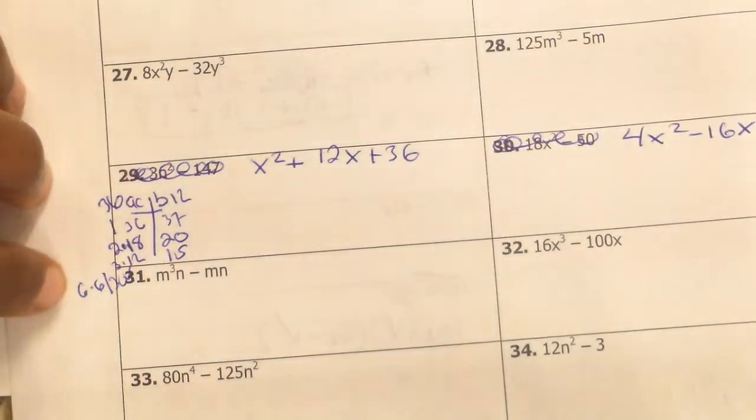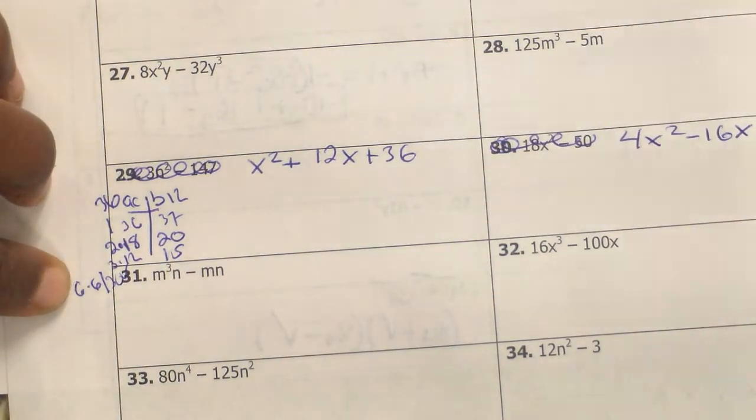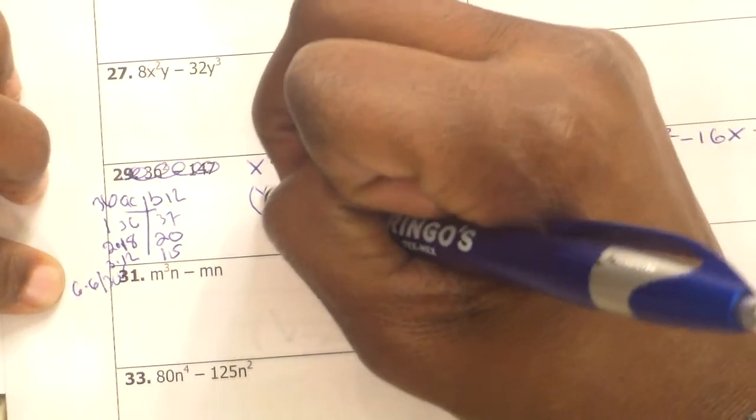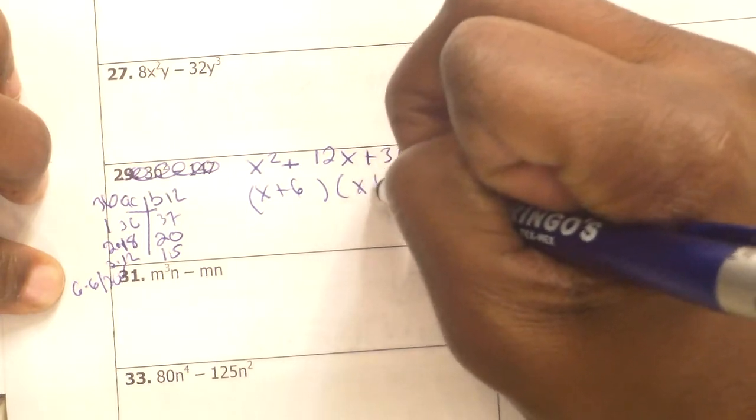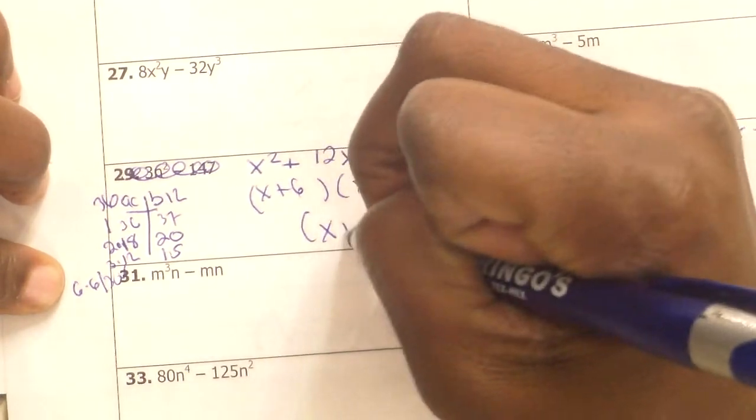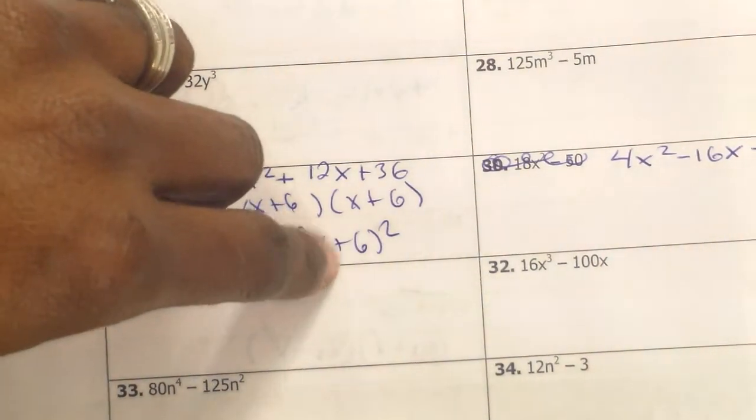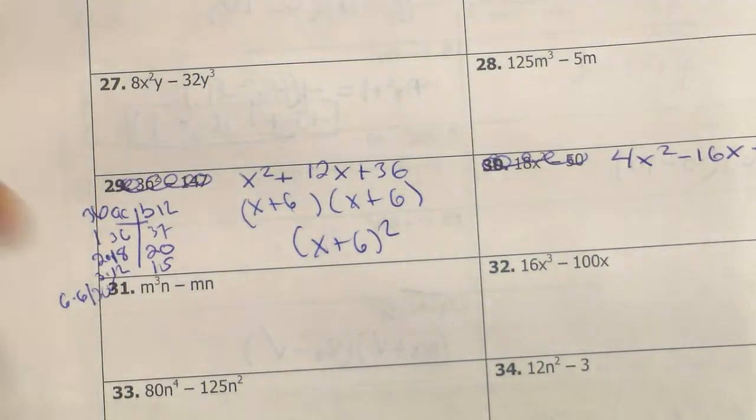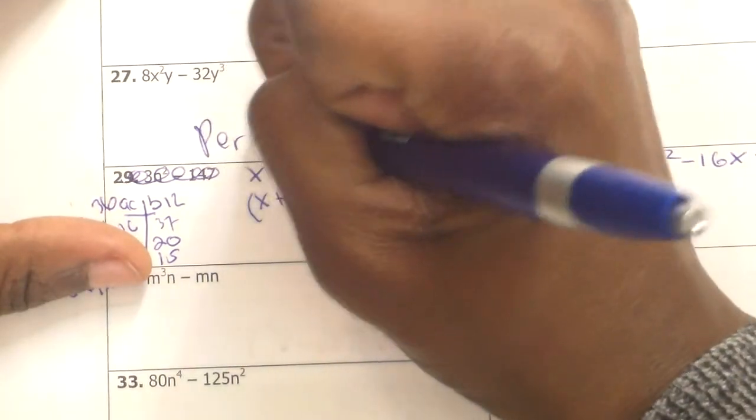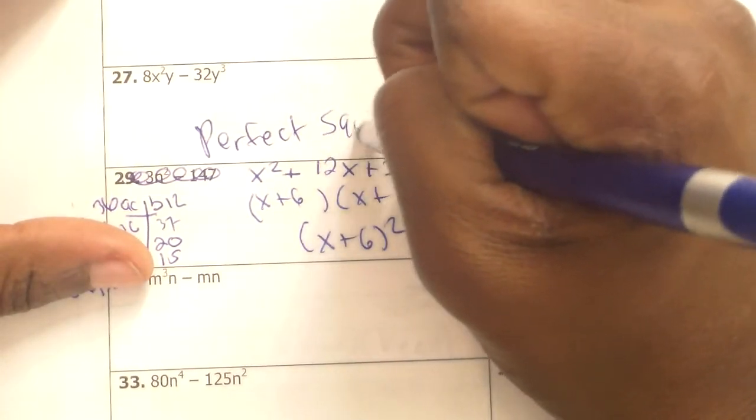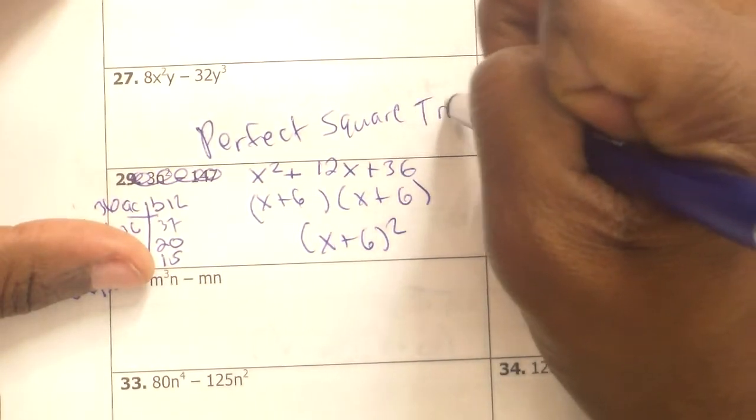And this is a perfect square because look, that means the parentheses are going to be identical with 6 and 6. So we end up with x plus 6 and x plus 6. And so remember, another way we could write that is x plus 6 squared. So we've done problems where we had the squared and we said, oh, we have to write it twice. It actually has a name for it. It's called a perfect square trinomial.